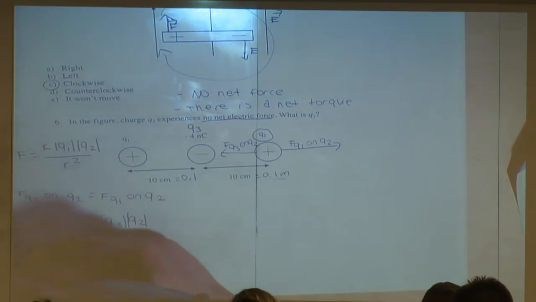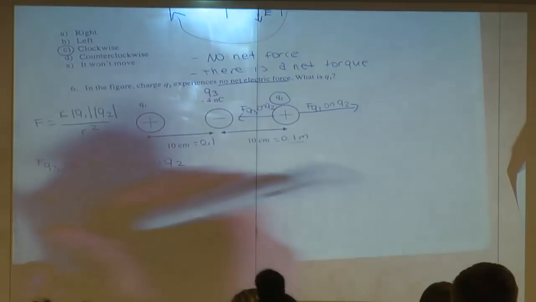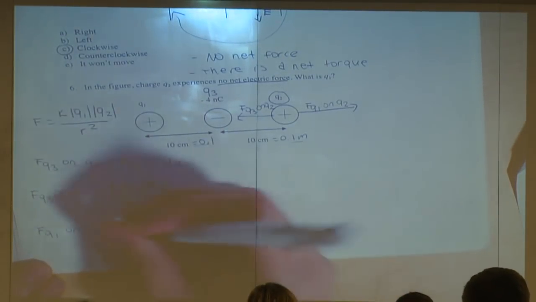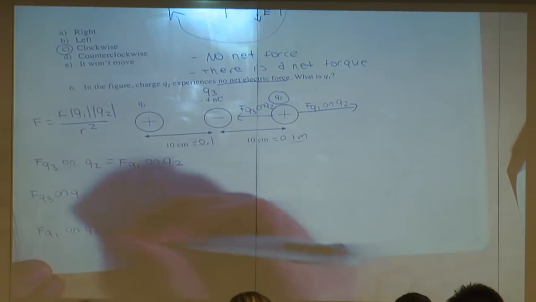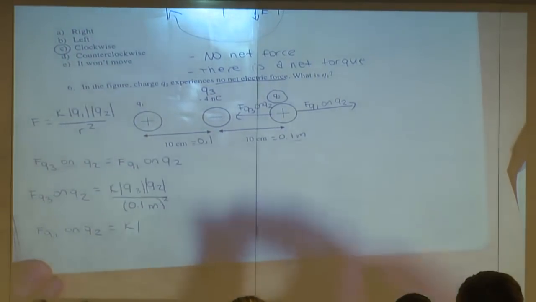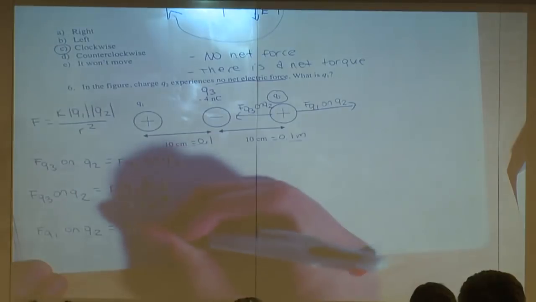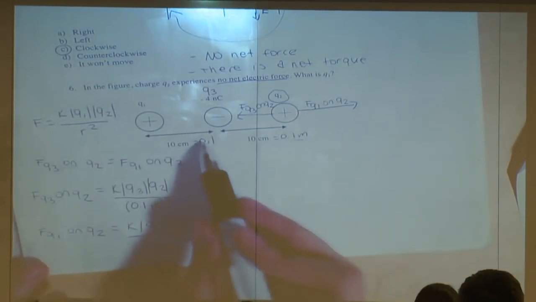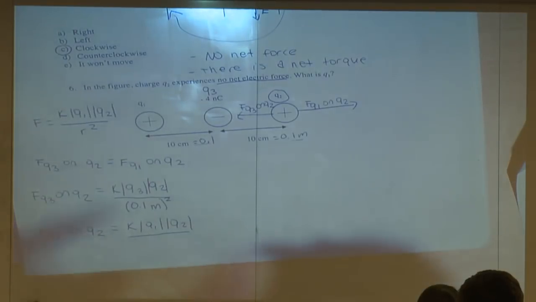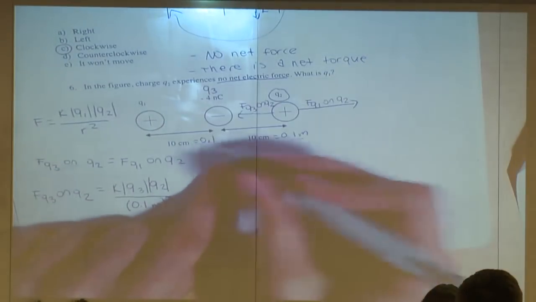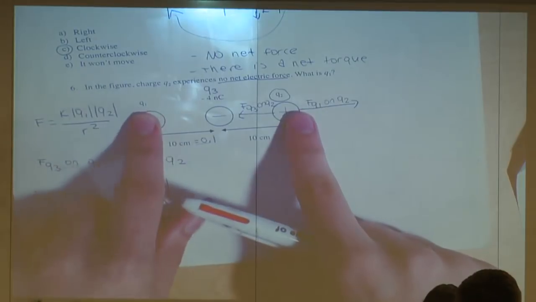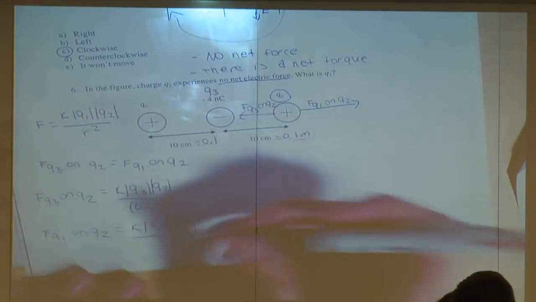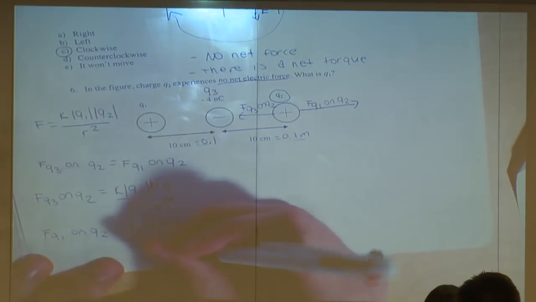And then we're going to write F Q1 on Q2 equals K Q1 Q2 over, so the R between Q1 and Q2, you're going to add these up because Q1 is way over here and Q2 is way over here. So you have to add these up. So it's going to be 0.2 meters. That makes sense.